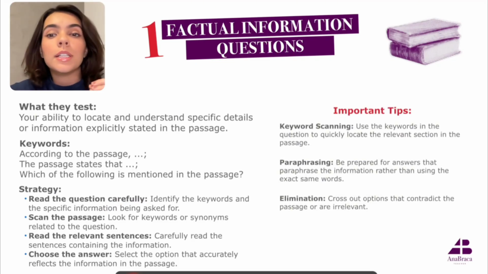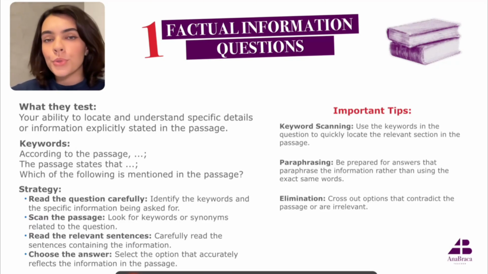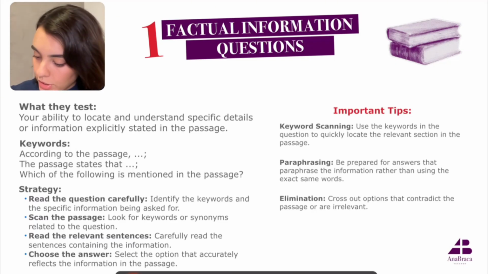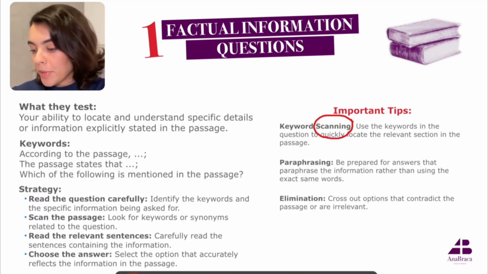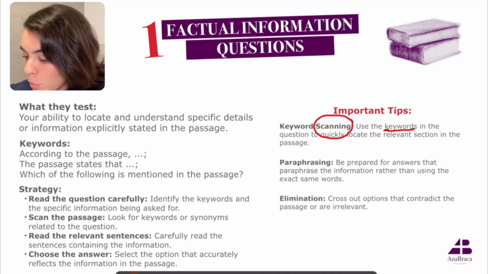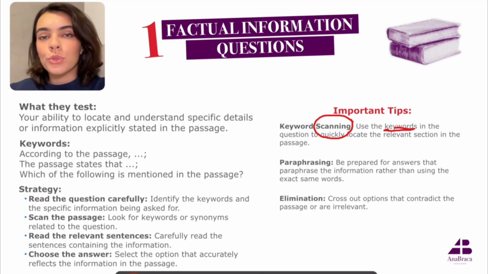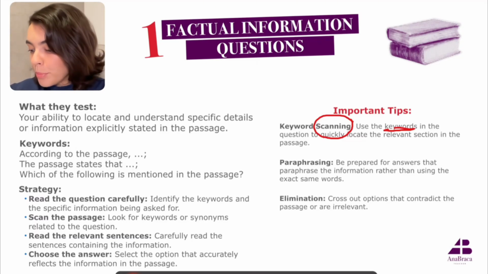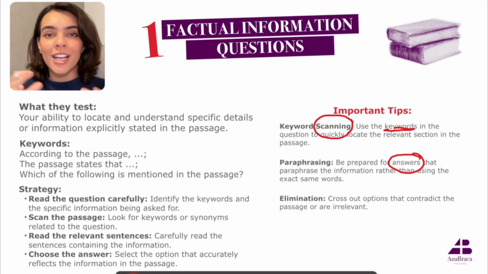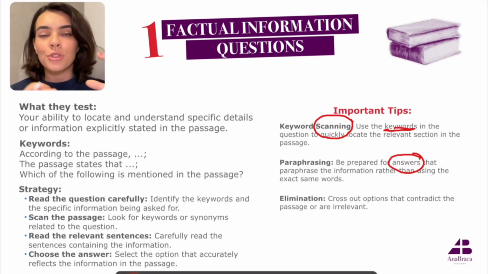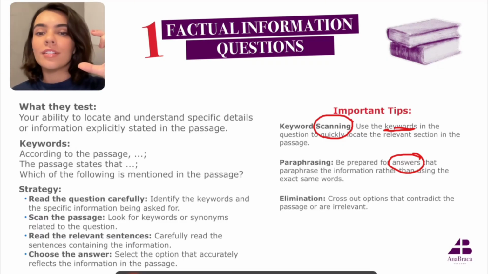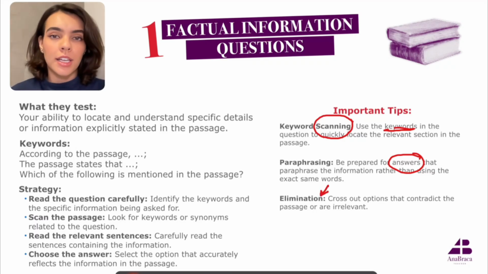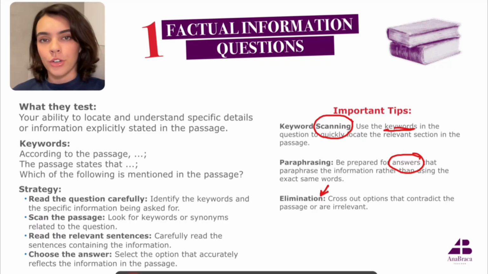Now, let's talk about some important tips on how to approach this type of question. I think the most important thing is to learn how to scan. What do I mean by that? You have to use the keywords you find in the question to locate the answer in the text. Paraphrasing: be prepared for answers that are paraphrasing parts of the text. So they're the exact same thing using different words. And always elimination. Eliminate the options that you think are incorrect.